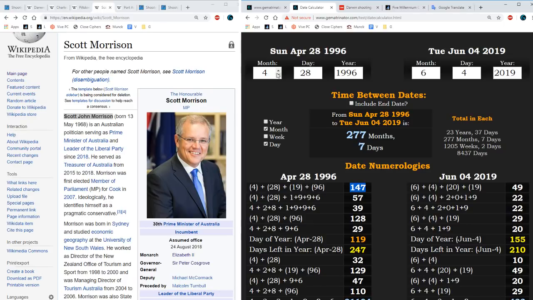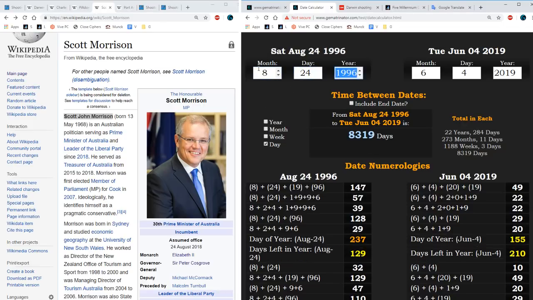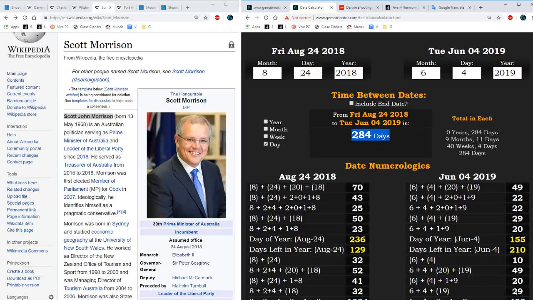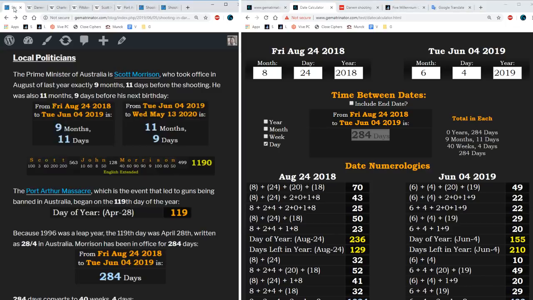But think about the date. April 28th, as it's written in Australia, is 28/4. And if you measure from the date that he took office to the date of the shooting, it was 284 days, which brings us right back to the date of the Port Arthur massacre. So all of these events, all of these shootings, very finely crafted together.